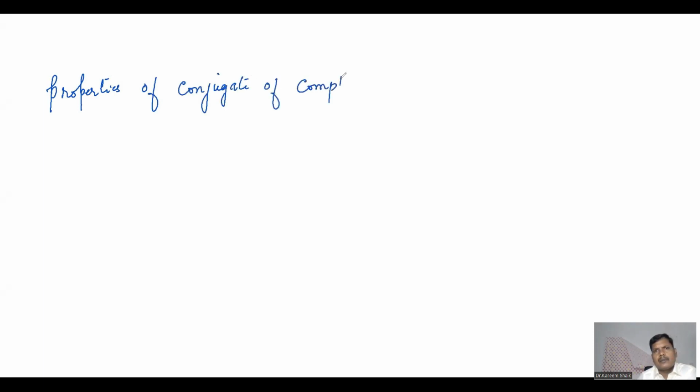Now let's see here. I am writing properties of conjugate of complex numbers. Complex numbers. Clear? Now, we'll discuss one by one. First one.